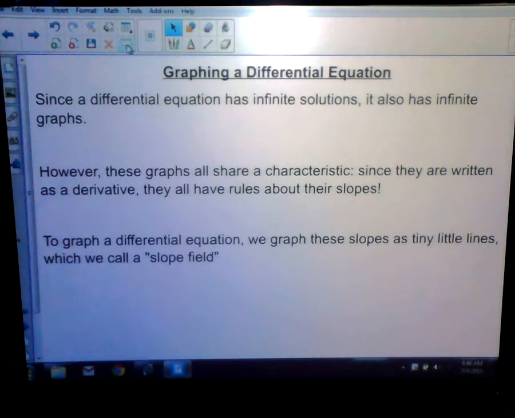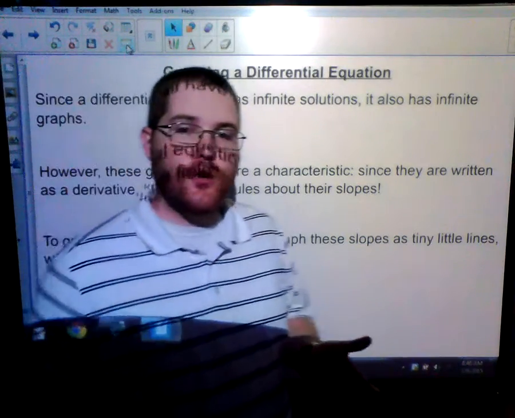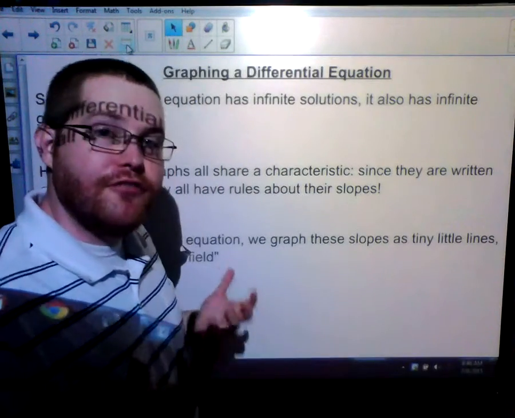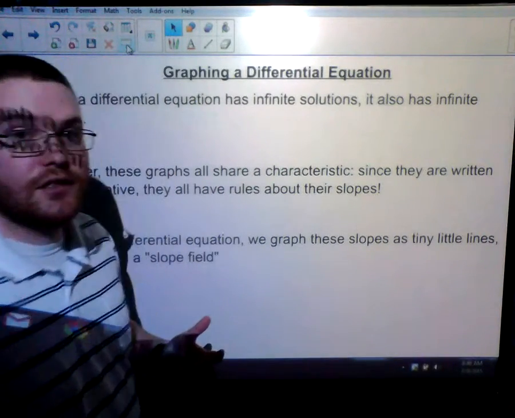To graph a differential equation, we graph these little slopes, these tiny little lines, and we call it a slope field. So we're not going to graph an infinite number of graphs. We're basically going to graph the shape of the graphs. And I'll show you what I mean. These are very, very common on the AP test, so know what you're doing.